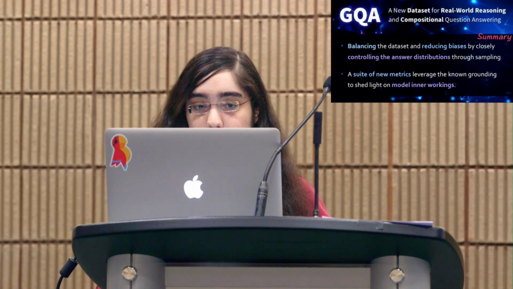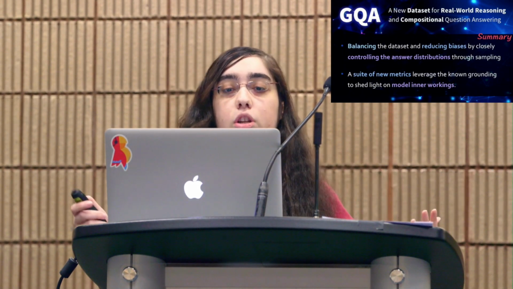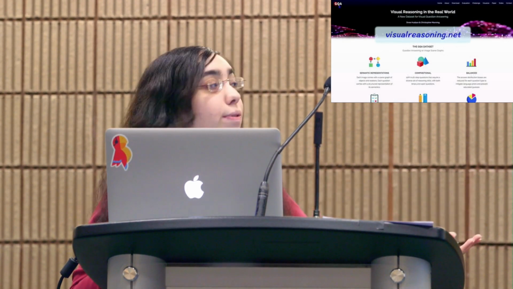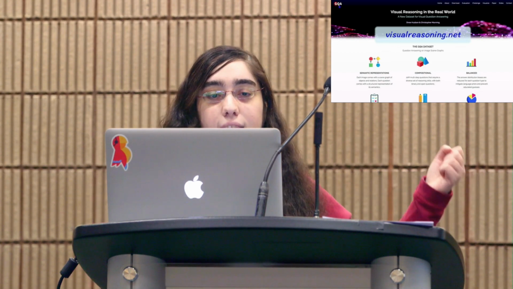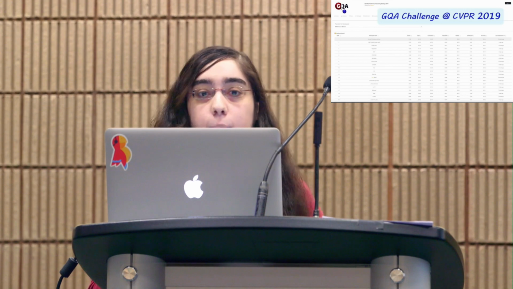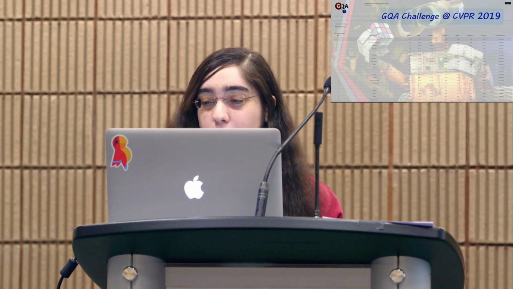So this concludes this part of the talk about generating a new data set with compositional questions that are more balanced and have new metrics. And if you would like to find more information about that, you can find it in visualreasoning.net, and we also hold a challenge that will be presented in CVPR in a month in the VQA workshop, and then winners will be announced in the workshop.